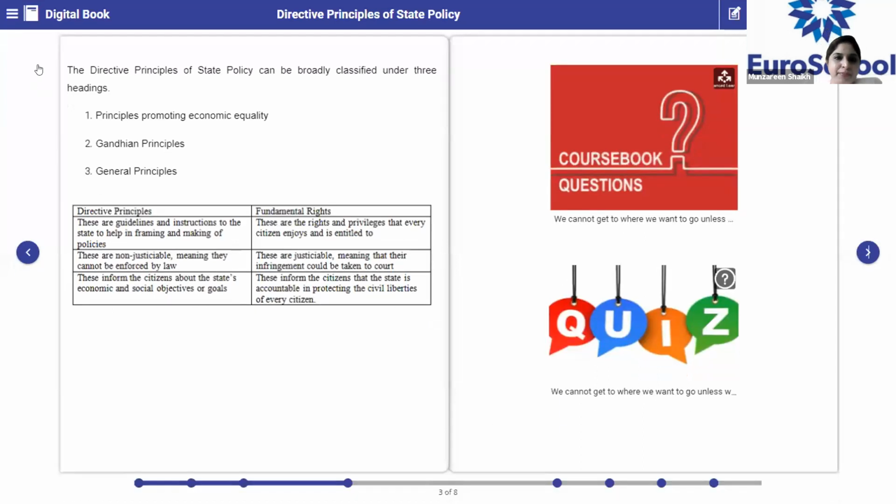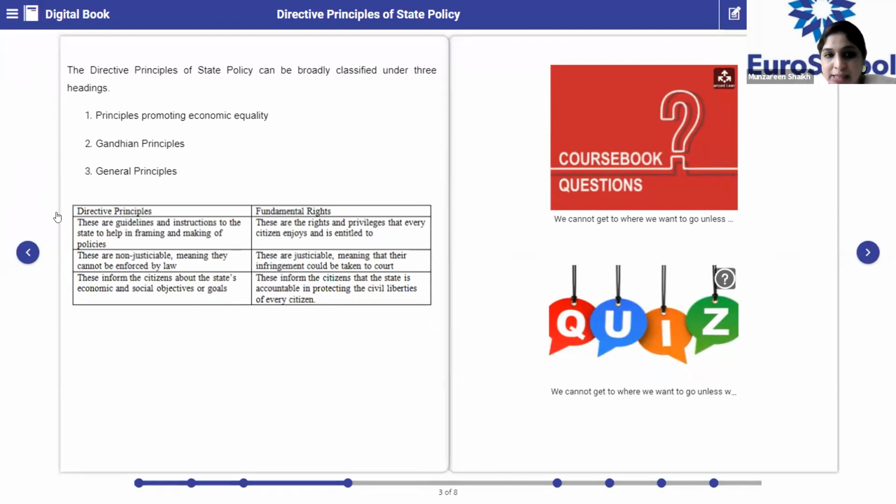The directive principles of state policy can be broadly classified into 3 categories. Number 1 is principles promoting economic equality. Number 2, Gandhian principles. And number 3, general principles. You might get an objective question based upon this, so you just need to remember. Now, what's more important is the difference between directive principles and fundamental rights, which we had already studied in the previous class. So let's understand more in depth.